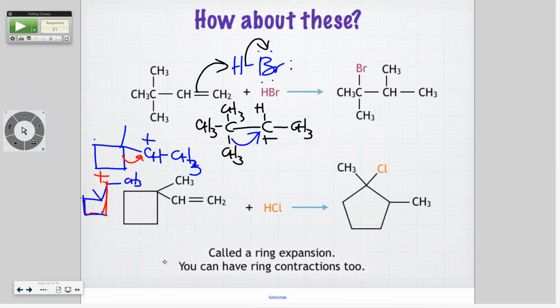Oh, this is called a ring expansion. You can have ring contractions where they get smaller too. That would be like a 7 going to a 6. Remember, 6-membered rings were the most stable. And then 5, and everybody will do stuff a lot of times to get to that.